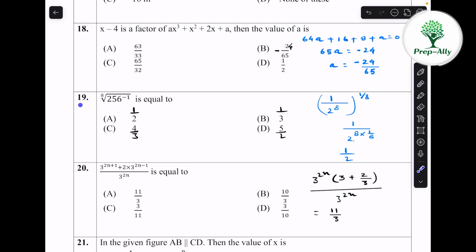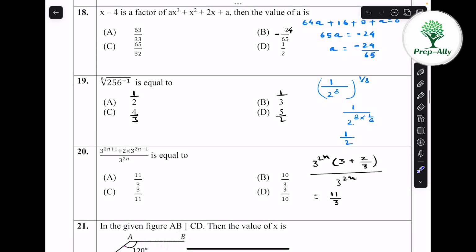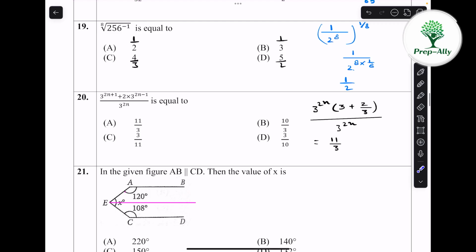Let's see how to solve this question. Here I'll find the value of this. So now I can write this as 1 by 2 to the power 8, right? Because 256 is 2 to the power 8. It is 1 by 2 to the power 8, and the whole to the power 1 by 8, right? So it will be 1 by 2 to the power 8 into 1 by 8. So it will be 1 by 2, right? So 1 upon 2 is the answer.